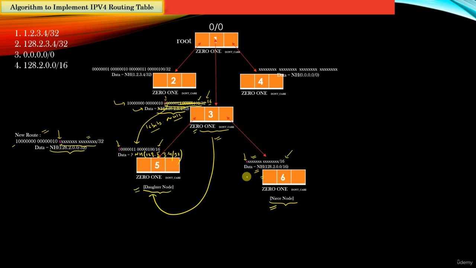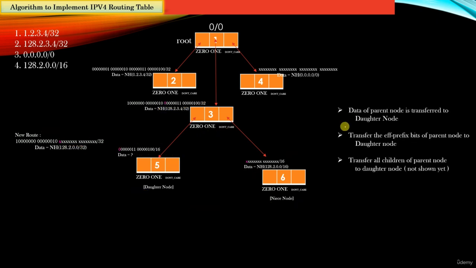You can rewind this video and go through the explanation again to understand it better. However, we will insert a few more routes in this tree, and we will discuss the node split algorithm a few more times. So the following points need to be highlighted. Data of the parent node is transferred to the daughter node. The effective prefix bits of the parent node are transferred to the daughter node, and all the children of the parent node are transferred to the daughter node. So you can see that the daughter node is notorious in the sense that it takes away all the possessions of its parent node which is undergoing a split. Remember that.